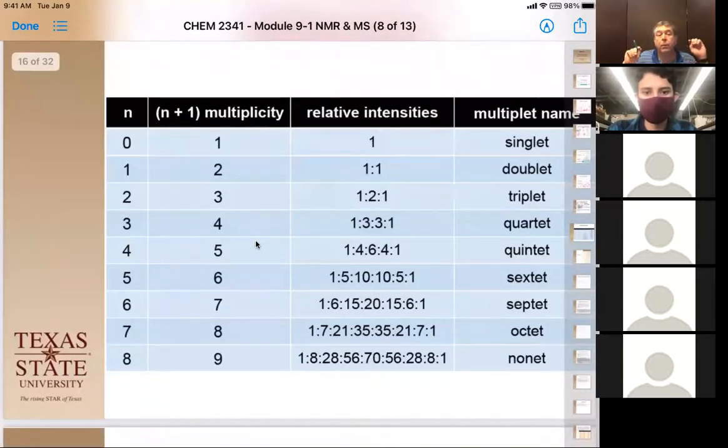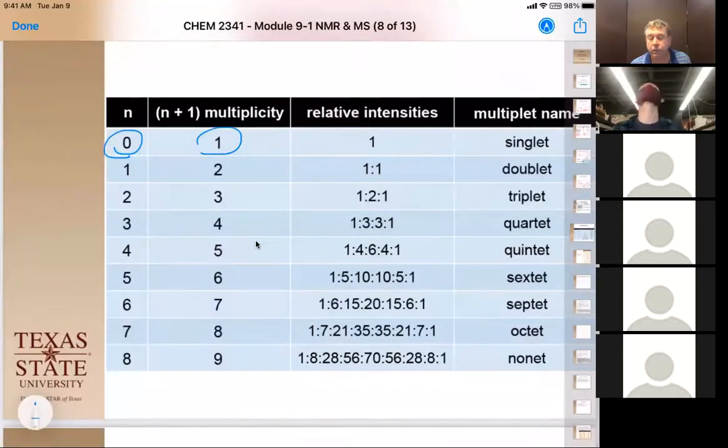When we have no hydrogen splitting our signal, we only have one peak. So our n is equal to 0, we have one peak, and its relative intensity is 1. That's not the integration, that's just the size of the peak, the height of the peak, if you can imagine. Now if we had one peak that was then split by one hydrogen, half of it goes upfield, half of it downfield, and we get 2 peaks, split equally. That's how we get that second thing called a doublet. So we have a singlet, a doublet.